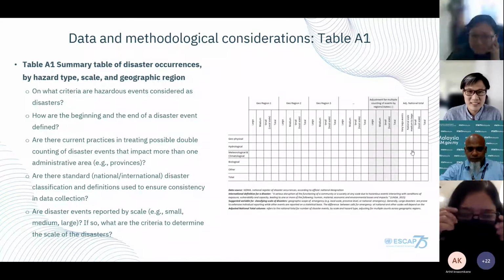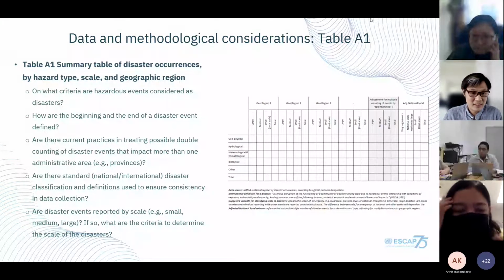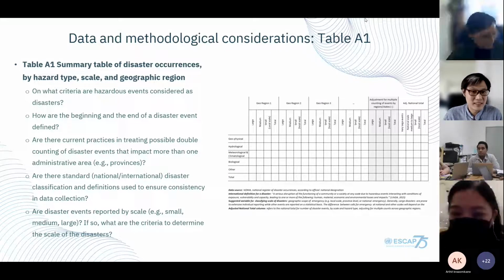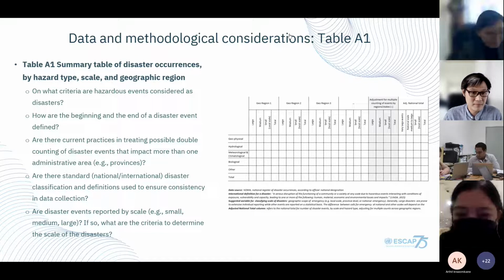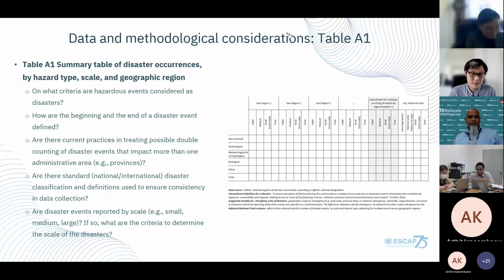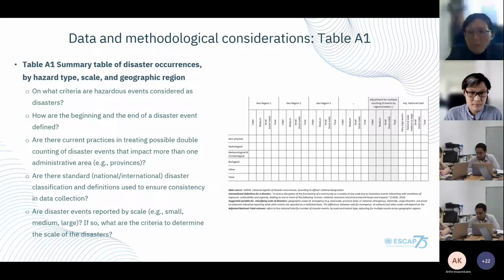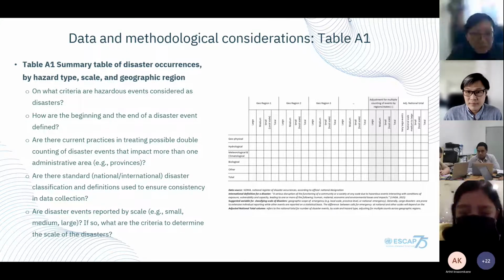Okay, good afternoon, everyone. Can you hear me clearly? Very clearly, thanks. Okay, in the case of the Philippines, we were part of the ESCAP project in the past, and we tried to assess the data on disaster statistics. There were several findings that we had, which are also recurring until now.